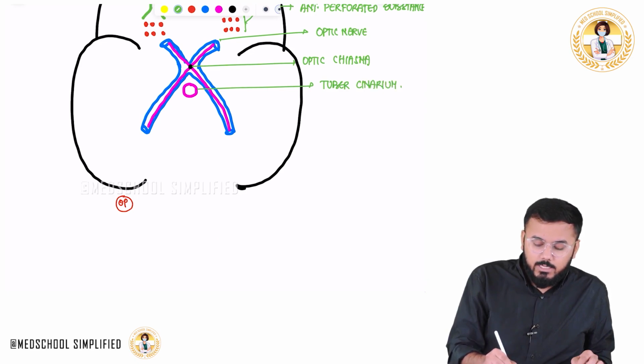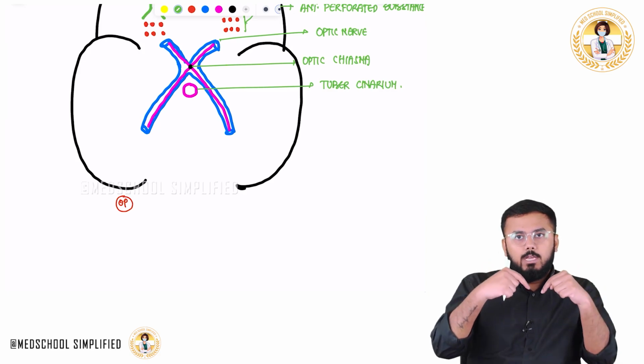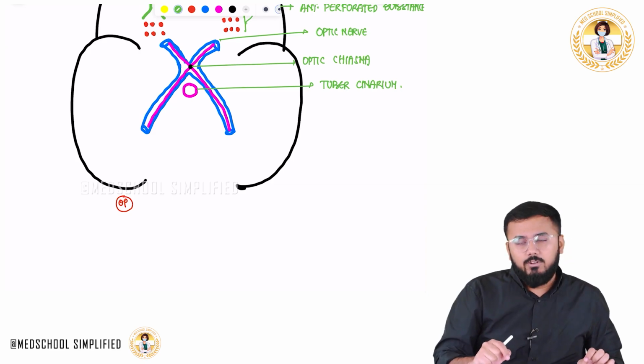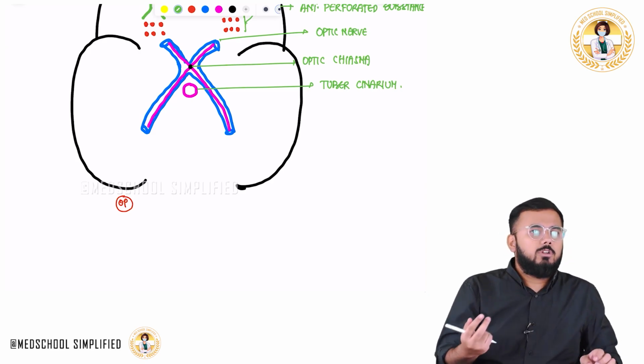Now what is this tuber cinereum doing? The tuber cinereum forms a conical projection called the median eminence. From the median eminence you have the infundibulum. From the infundibulum you have your pituitary gland.